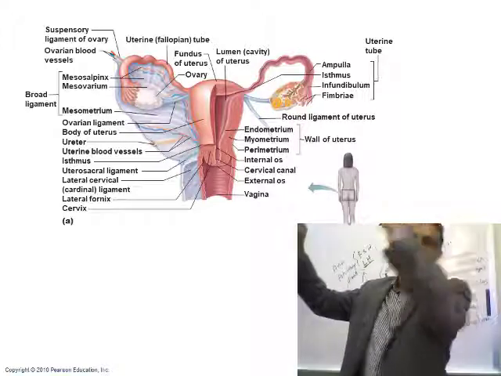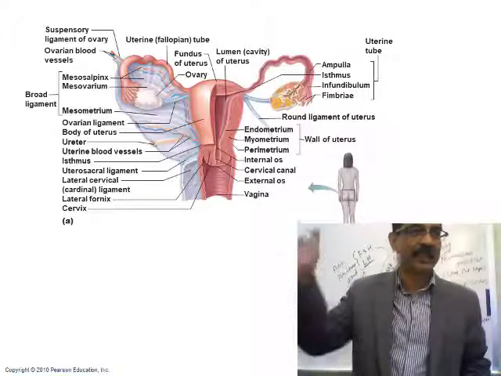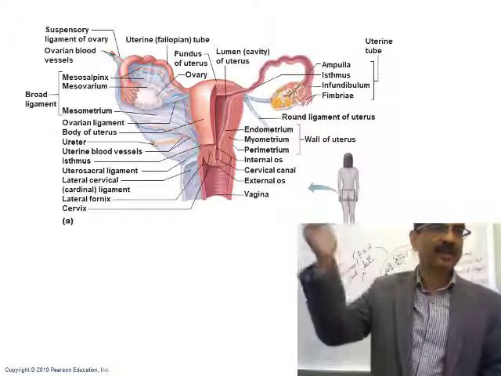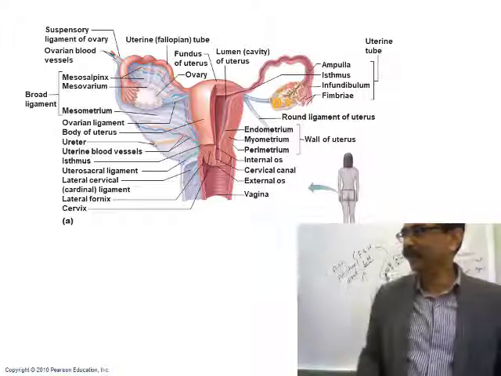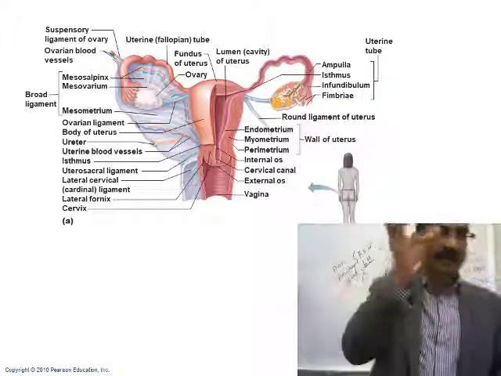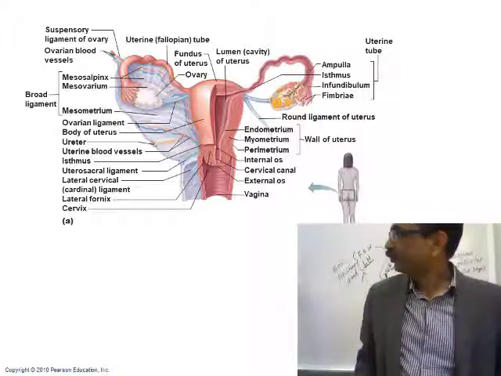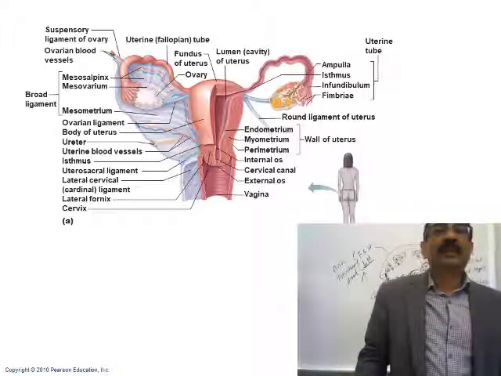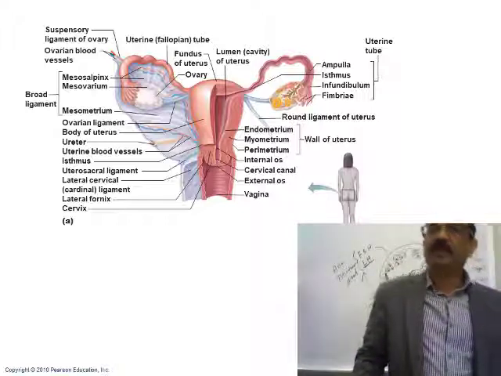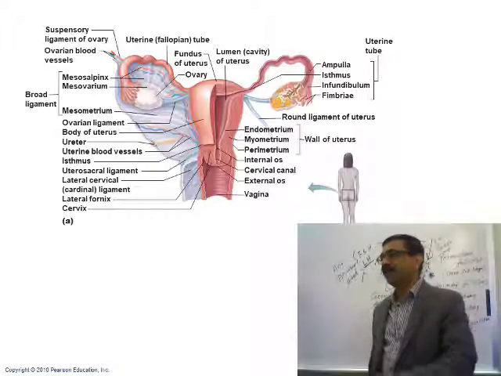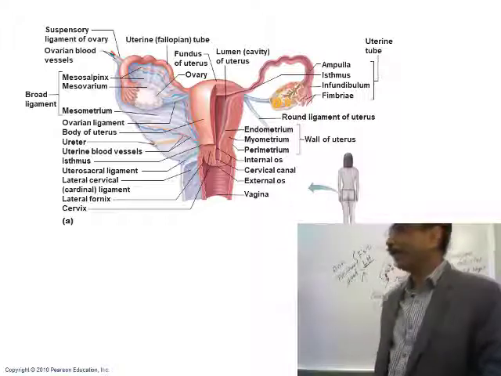But sperm is fast. Why is sperm fast? Because it has a flagellar tail, right? So it can swim, it can move in the fluid. If it was only round, it wouldn't have the motion. So that's why ampulla is very important. Most of the time fertilization occurs inside the ampulla.